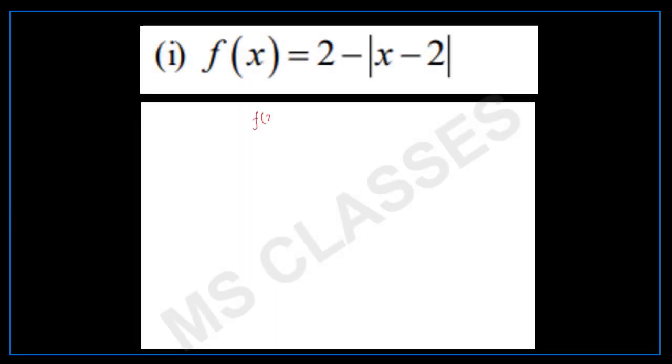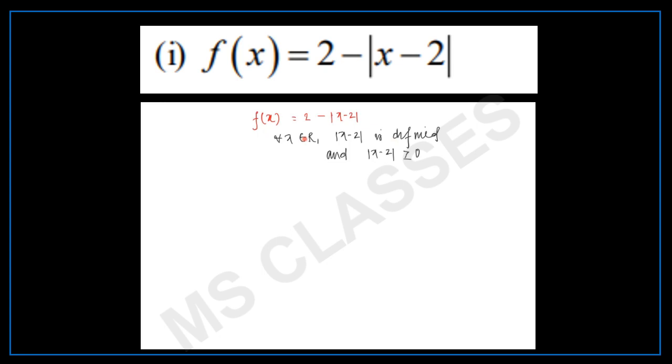f x equals 2 minus mod of x minus 2. Now here, for all x belongs to R, mod of x minus 2 is defined. This modulus function's domain is R. And when x belongs to R, x minus 2 also belongs to R. So it is defined. And with that, we can mention that mod of x minus 2 is greater than or equal to 0. So when this has the domain R, 2 minus this will also have domain R.